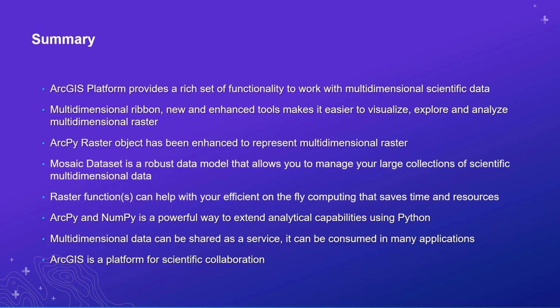You have seen it in the example, demo, and some of the properties and methods that we have discussed. It represents multidimensional raster very well. Mosaic dataset is a robust data model that allows you to manage your large data collection for scientific multidimensional data. Raster function can help you with efficient on-the-fly computing, right?